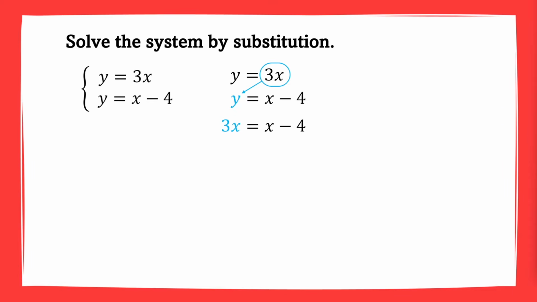Let's isolate x by subtracting x from both sides, resulting in 2x equals negative 4. Then divide both sides by 2. We get x equals negative 2.